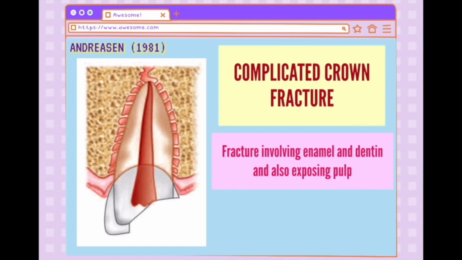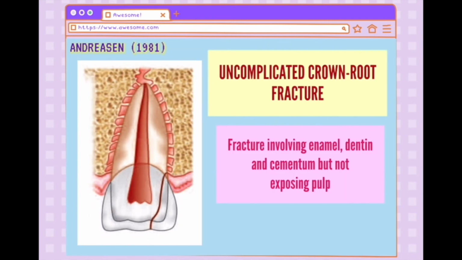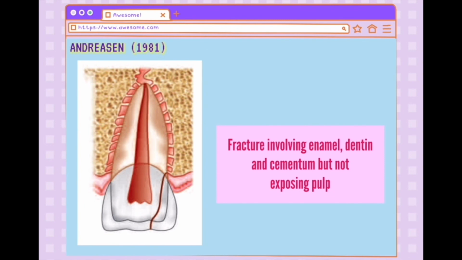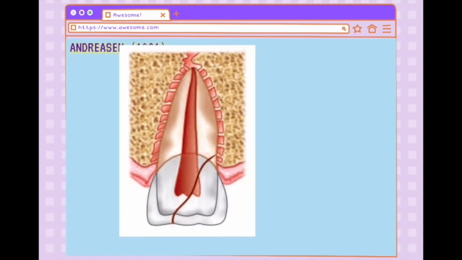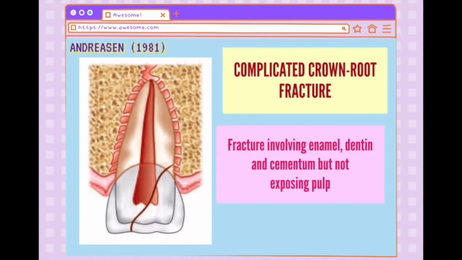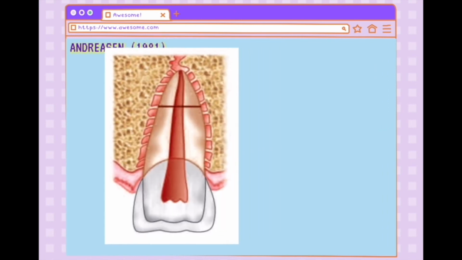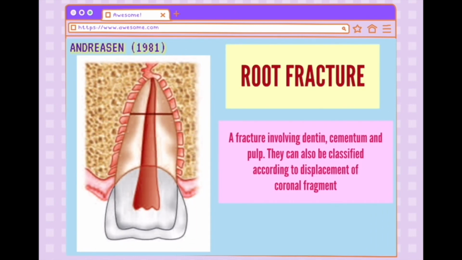Uncomplicated crown root fracture. It is a fracture involving enamel, dentine, and cementum but not exposing the pulp. Complicated crown root fracture. It is a fracture involving the enamel, dentine, and cementum and exposing the pulp. Root fracture. It is a fracture involving dentine, cementum, and pulp. They can also be classified according to displacement of the coronal fragment.